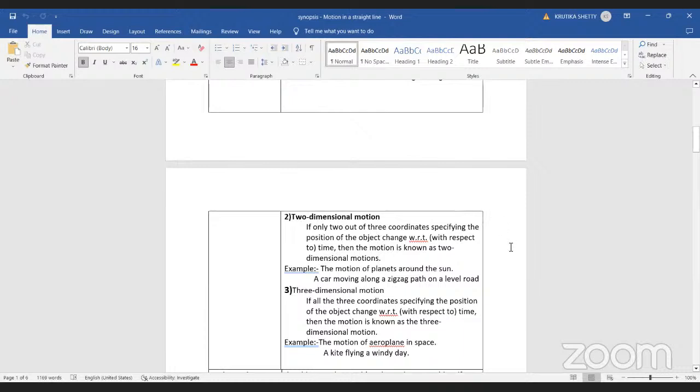So for two dimensional motion, just remember that we are using both coordinates to specify the position, that is x and y. Whatever motion is there, we will study under this two coordinate system, that is called two dimensional motion. Next is three dimensional motion. So what is three dimensional motion? In three dimensional motion, all three coordinates we will use.